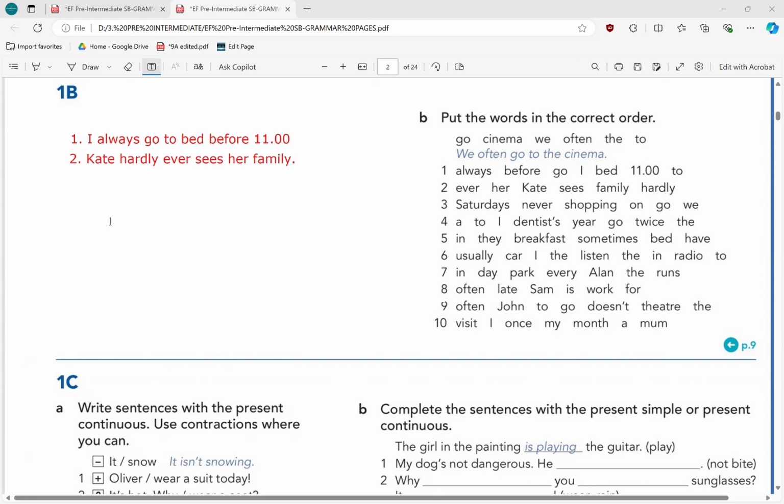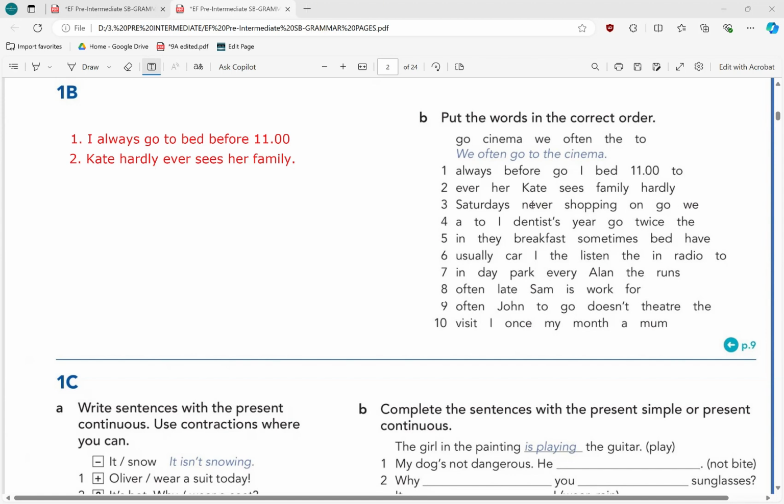That's it. Number 3. So we've got Saturdays, never, shopping, go, we. So "on" comes with Saturdays, that's clear. On Saturdays, time. And time words we use at the end of the sentence. Now we need to find the subject. So we is the subject. We. And we got verb, go. Go where? Go shopping. We go shopping.